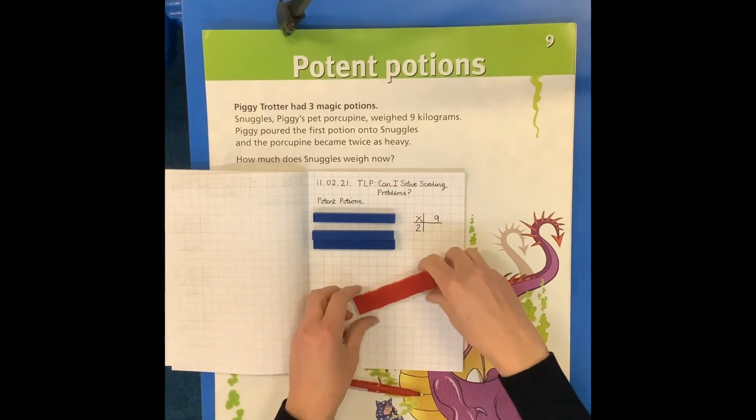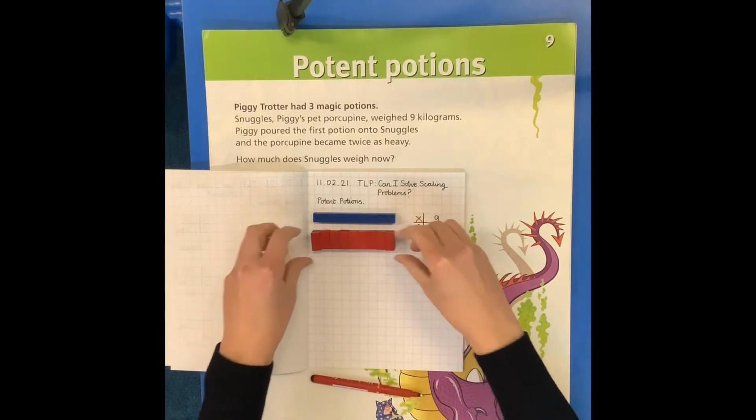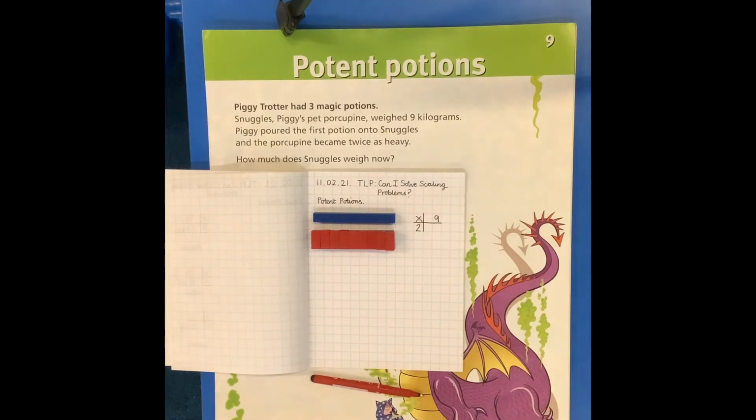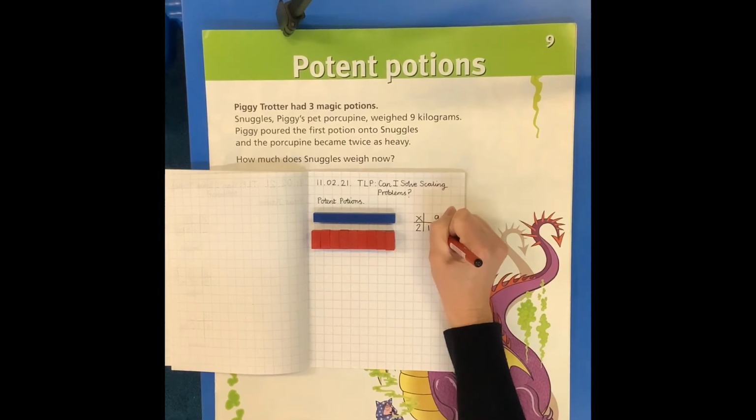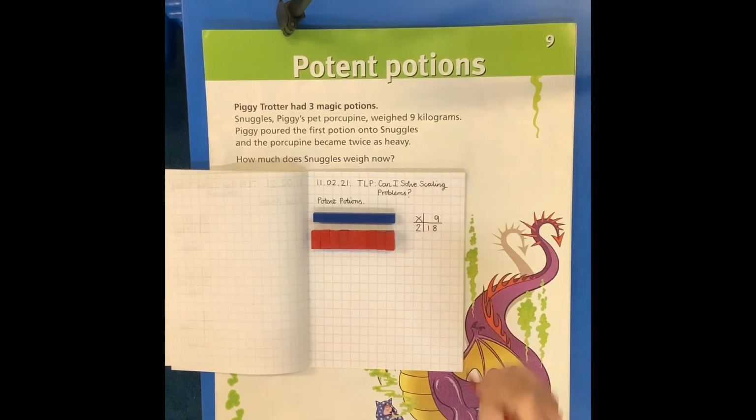Here's 2 groups of 9, and here's 9 groups of 2. Hopefully you can see they are exactly the same, and I would hope that by now you would know automatically the answer to 9 lots of 2. The answer's 18. So I would be hoping that you wouldn't need to draw splodges, but if you do need to draw blocks or splodges, do whatever you need to do to get to the right answer.